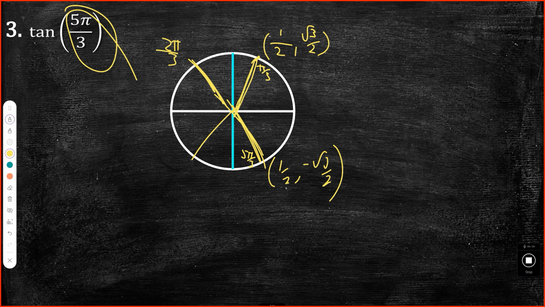So then, what's the definition of tangent, everybody? On the unit circle, it would be y over x, yes or no? Isn't this x and this is y? So it would be negative root 3 over 2 divided by 1/2. So what can we do here? Cancel out the 2 and the 2. So the answer should be negative root 3, and we're done.